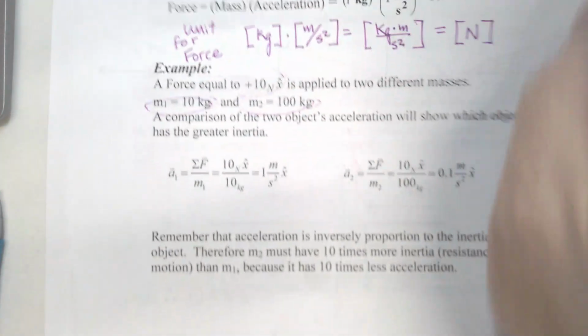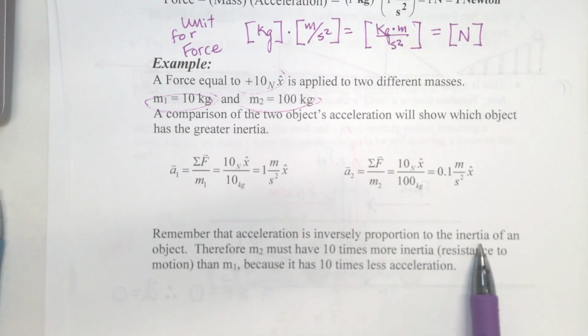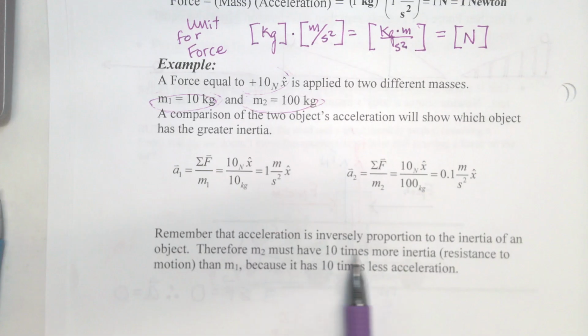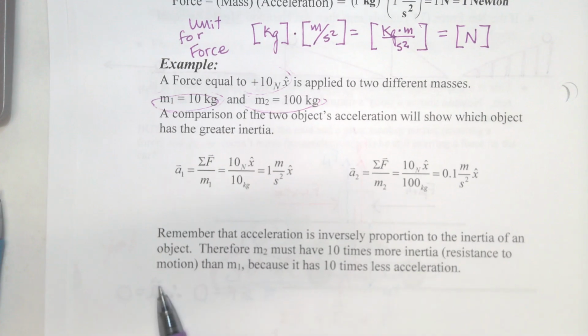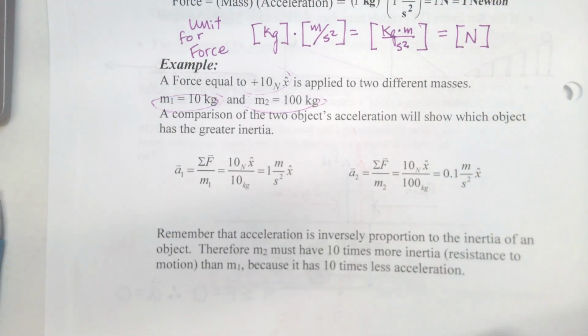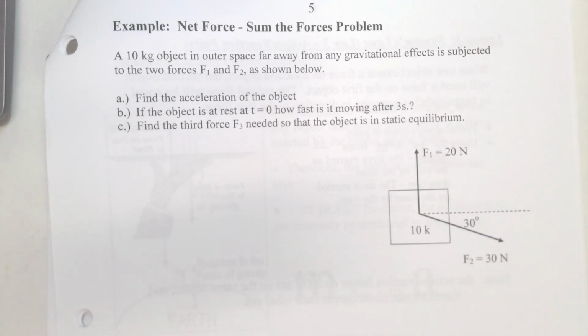So acceleration is inversely proportional to the mass, or the inertia, of an object. Therefore, mass 2 must have 10 times more inertia, or resistance to motion, than mass 1, because it has 10 times less acceleration. That makes sense, because they're inversely proportional. All right. Now we already know how to do this because we did this before when we were doing chapter 3. So let's take a look.